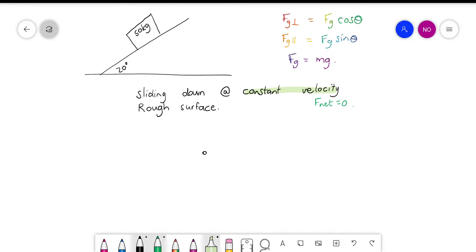Okay, so hier is ons voorwerp. Straight downwards we have FG. But remember, we're not going to work with FG, we're going to work with the two components. And you don't draw both of those things. So ek gaan net gaan en sê, ek het FG loodreg en FG parallel.